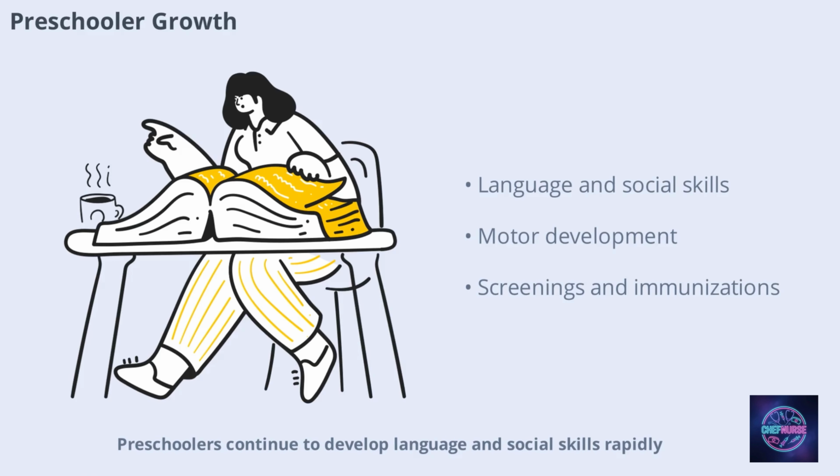Preschoolers continue to develop language and social skills rapidly. They become more imaginative and begin to form friendships. Motor skills improve, allowing them to draw shapes, use scissors, and dress themselves. The NCLEX may test your knowledge of age-appropriate play and learning activities. Immunizations continue, and routine screenings for vision and hearing are important. Recognizing normal behavior versus signs of developmental delay is essential for safe and effective care.